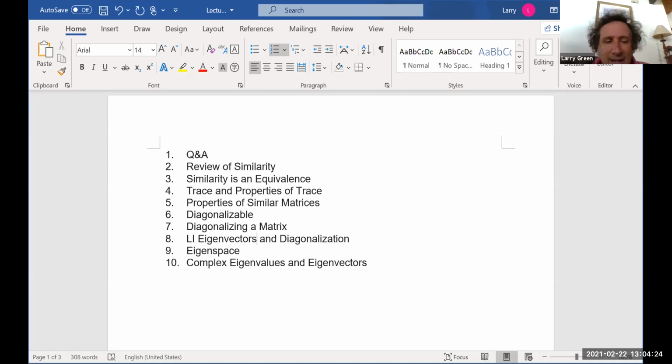Remember, we find an eigenvalue by taking the determinant of A minus lambda I, which is a polynomial, and then we find the roots of that polynomial. And hopefully you remember from basic algebra that roots of polynomials are not always real. So we can have complex roots, and if they're complex, how can you look at the eigenvalues and eigenvectors in a nice way? So that's the plan for the day.